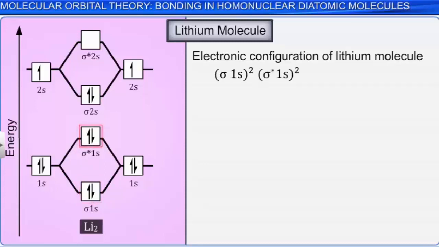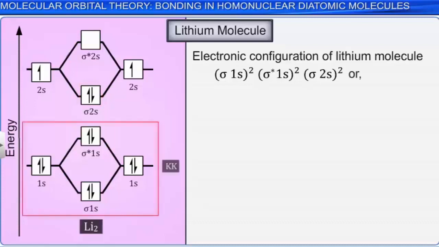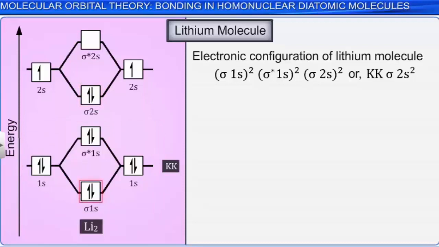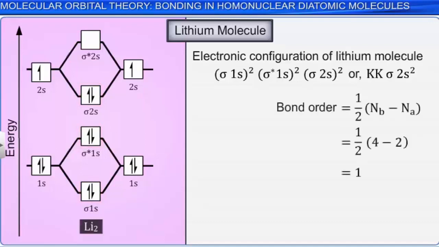This configuration is also written as KK sigma 2s2, where KK represents the closed K shell structure sigma 1s2, sigma star 1s2. As lithium has 4 electrons in its bonding molecular orbital and 2 electrons in the anti-bonding molecular orbital, the bond order of lithium is calculated to be half of 4 minus 2, which is equal to 1.